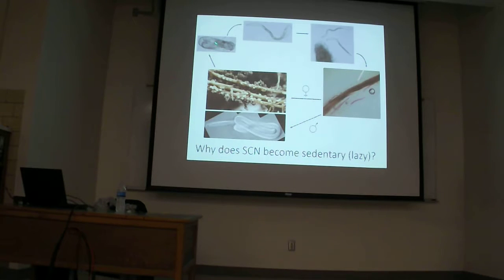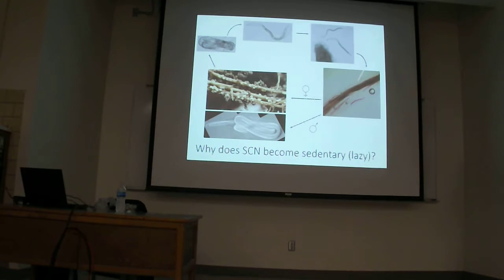For those of you who don't know, they start off as an egg. They hatch as second stage juveniles, unlike C. elegans, which hatches as a first stage juvenile. Those J2s will find a root, they will infect, they'll go into the root, they'll set up a feeding site, and once they set up that feeding site, they don't move.